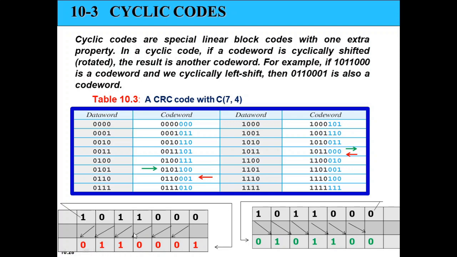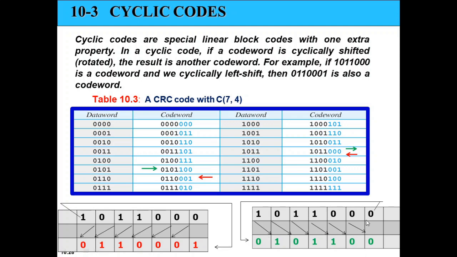You see whether the result falls under a valid code word. Do you have 0110001? Yes, 0011001. Now take the same example, 1011000. What shift did we do? Left shift. I want to perform a right shift and see whether it belongs to one of the code words.